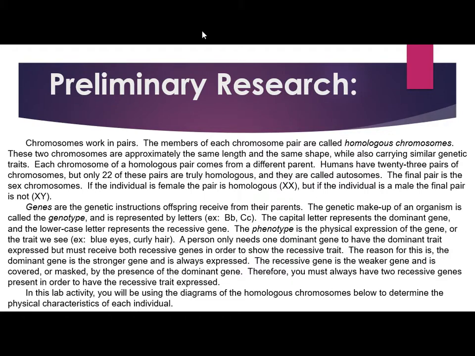The reason for this is the dominant gene is the stronger gene and is always expressed. The recessive gene is the weaker gene and is covered or masked by the presence of the dominant gene. Therefore, you must always have two recessive genes present in order to have the recessive trait expressed. In this lab activity, we'll be using the diagrams of the homologous chromosomes below to determine the physical characteristics of each individual.